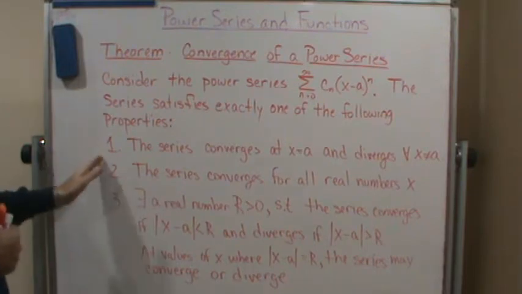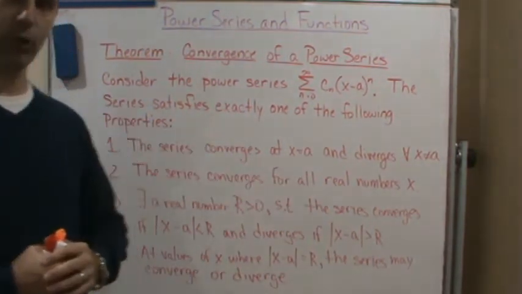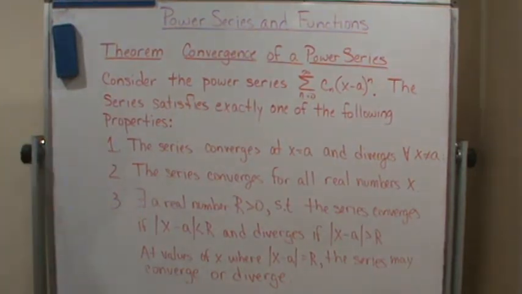Okay, either one, the series converges at x equals a and diverges at every other value of x. Okay, two, the series converges for all real numbers x. Okay, so there's no restriction on x. So it converges everywhere.